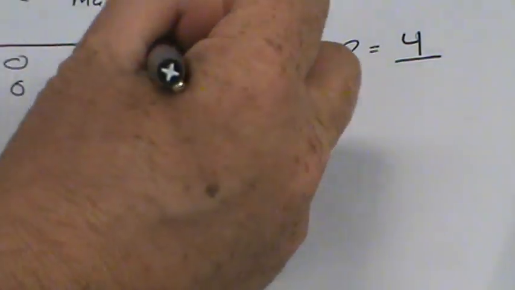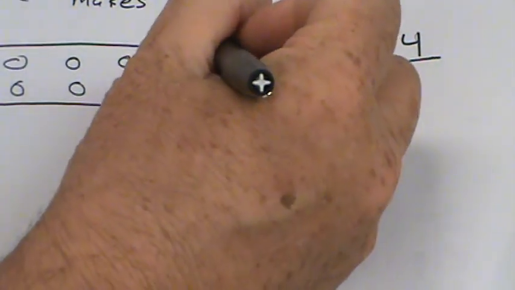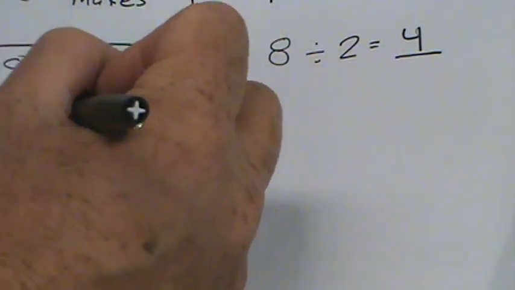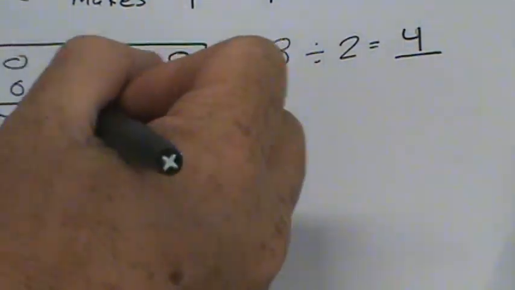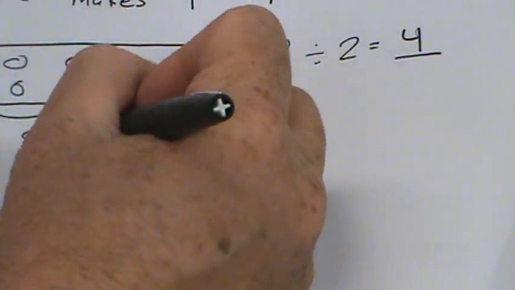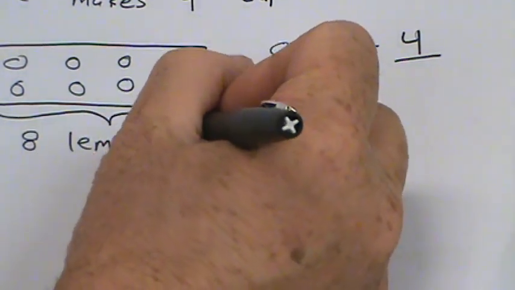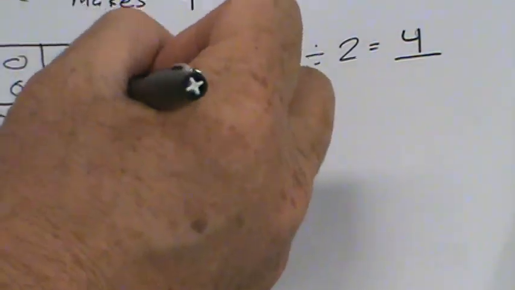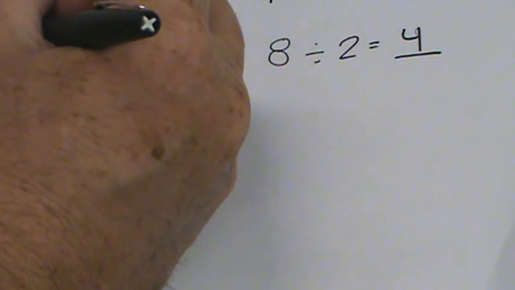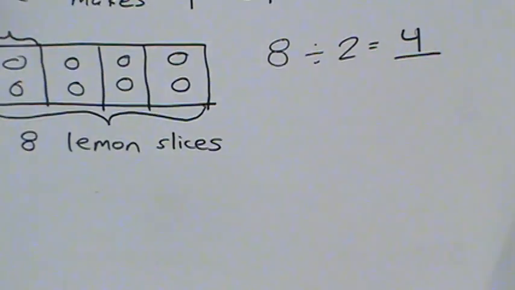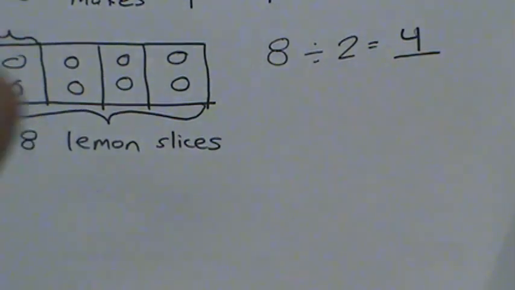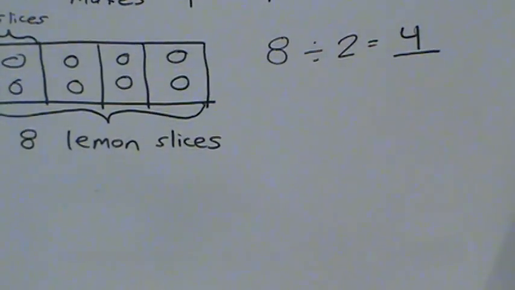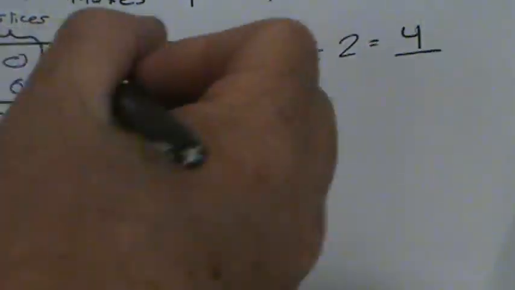We can make our tape diagram. What we do know is that there are, make a bracket, that's called a bracket, 8 lemon slices. And let's go ahead and divide these up. We do know that there are 2 slices. We're going to make another bracket, like so. And we do know there are 2 slices. What we didn't know in our problem was the amount of cups.